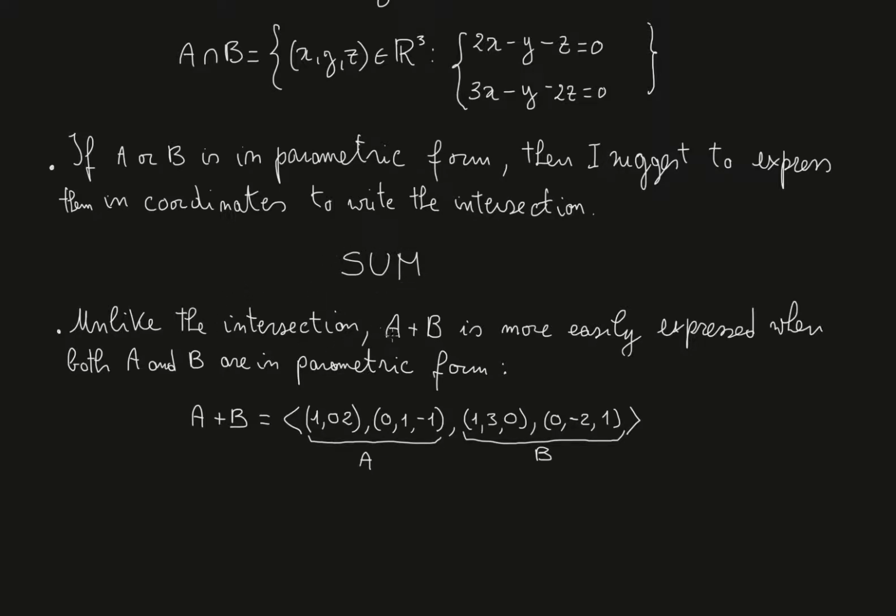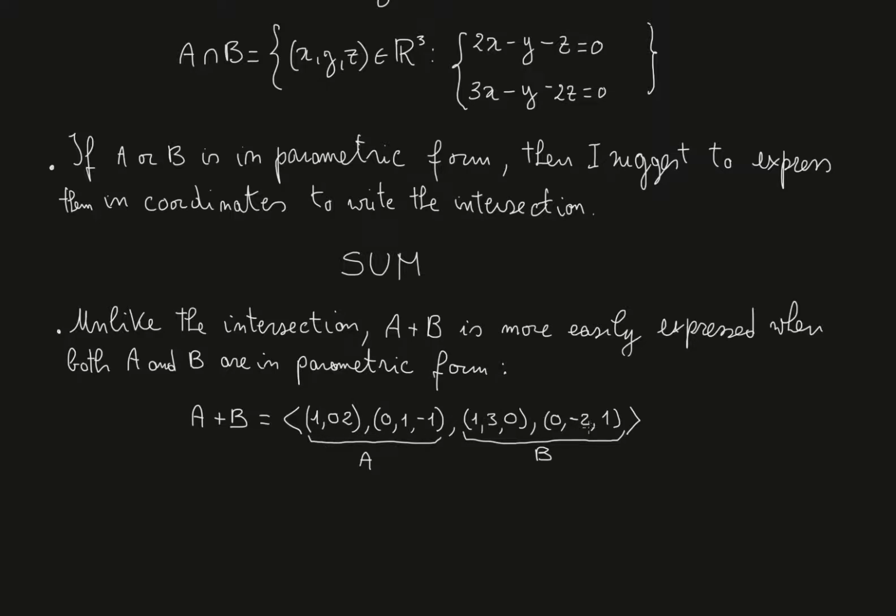An altogether different situation is for the sum. Unlike the intersection, the sum A plus B is more easily expressed when both A and B are in parametric form, because in that case we can express A plus B immediately in parametric form as well, just taking as a set of generators the union of the bases or generators of A and B. Therefore, we can write A plus B equals the vector space generated by the set of these four vectors, the first two of which are the basis for A, and the second two are the basis for B that we just considered. Now, of course, we're in R3, and we have four vectors in R3.